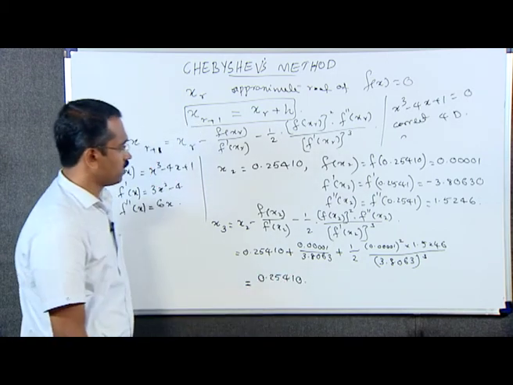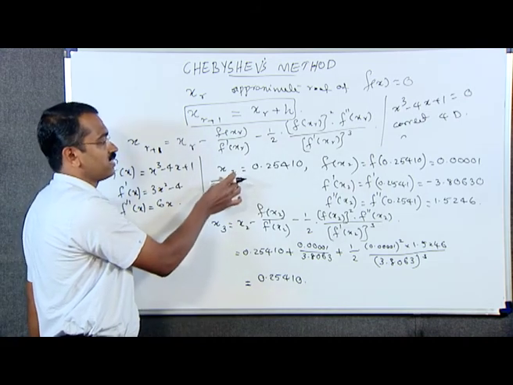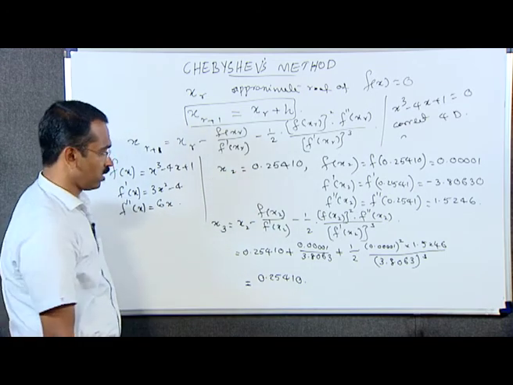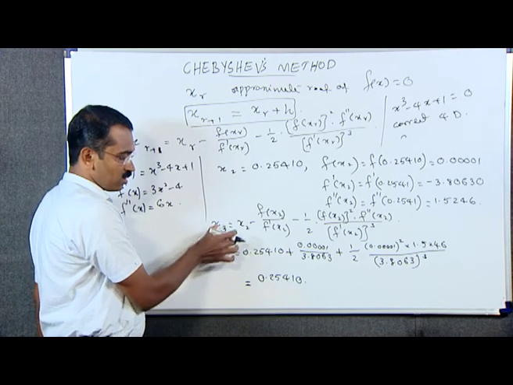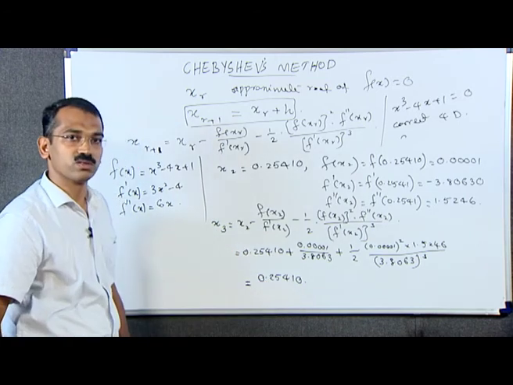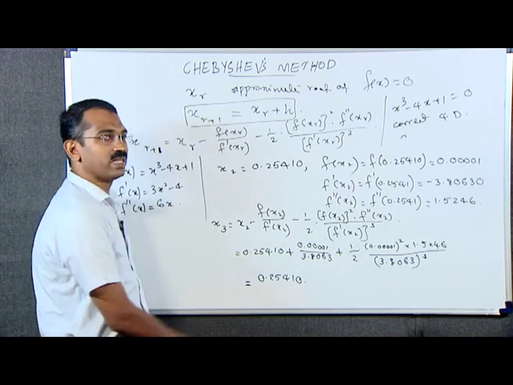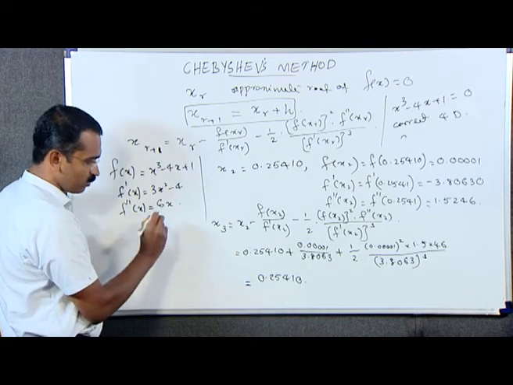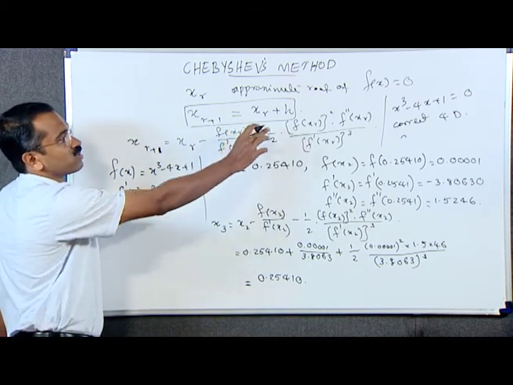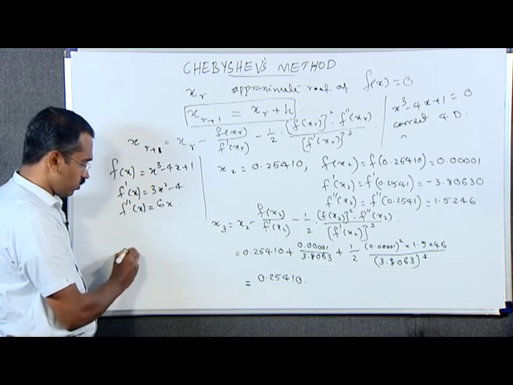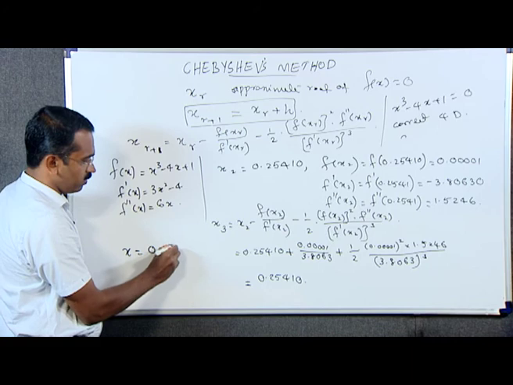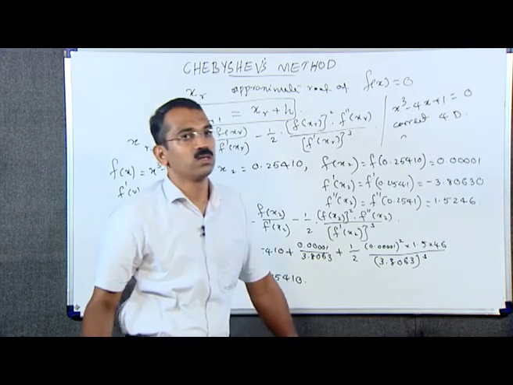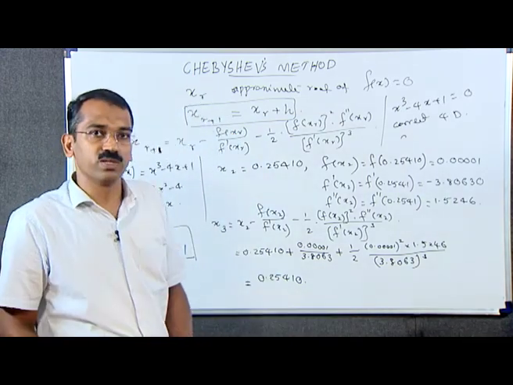0.25410. But in the previous iteration, the value obtained as x2 is 0.25410, and in this iteration also the value of the root is 0.25410. Therefore, the convergence is attained, and we can conclude that the approximate value of the positive root is x is equal to 0.2541. This is the required positive root of the given equation, correct to 4 decimal places.